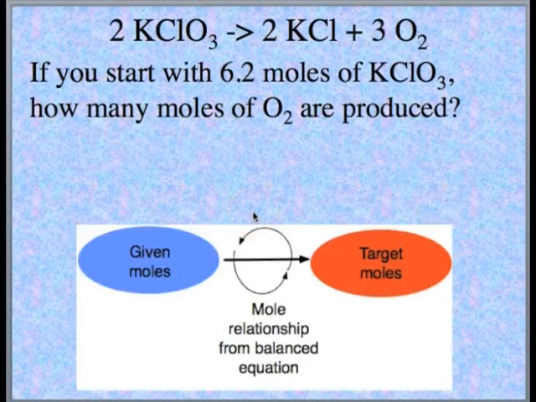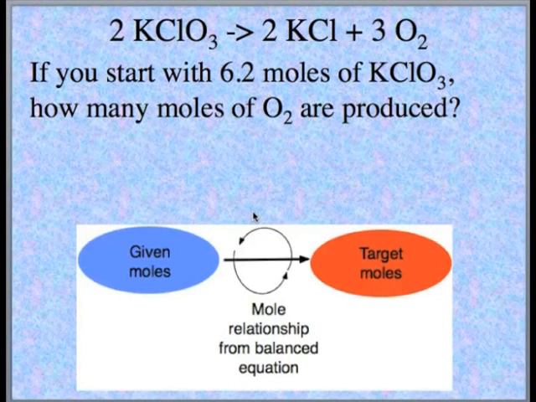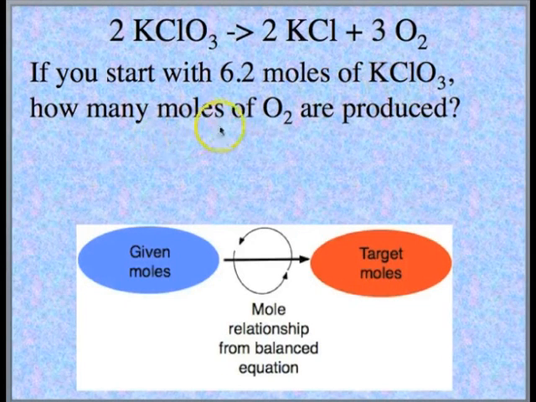So now we want to start talking about how to use these balanced equations to solve chemistry problems. Here's one. If you start with 6.2 moles of potassium chlorate, KClO3, how many moles of oxygen are produced? The balanced equation tells us that for every 2 moles of KClO3, we get 2 moles of KCl and 3 moles of O2. That's what it tells us.